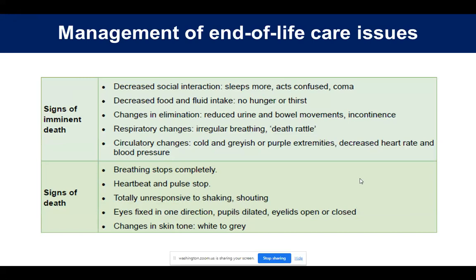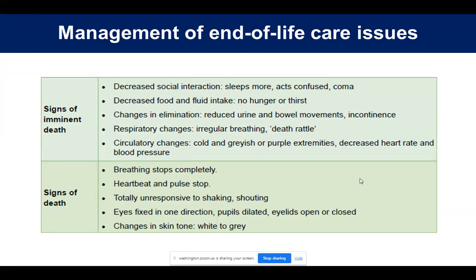Signs of imminent death. Decreased social interaction: the patient doesn't want to interact with people, wants to sleep often, and sometimes acts confused, or glares at a particular point, and doesn't want to talk much. Decreased food and fluid intake: whenever you ask, they'll say, I'm not hungry, I'm not thirsty. Changes in elimination, like reduced urine output and bowel movements, and incontinence could be there.